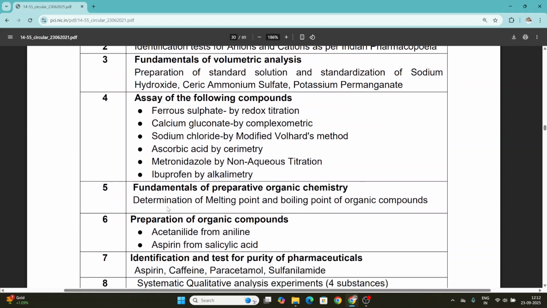4. Assay of the following compounds: ferrous sulfate by redox titration, calcium gluconate by complexometric, sodium chloride by modified Volhard's method, ascorbic acid by cerimetry, metronidazole by non-aqueous titration, ibuprofen by alkalimetry.